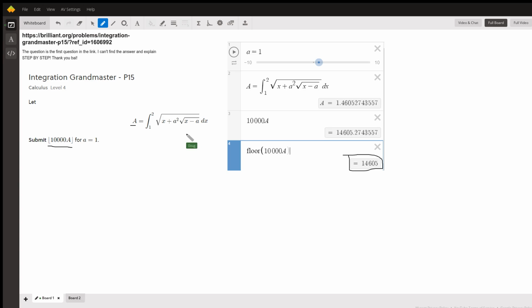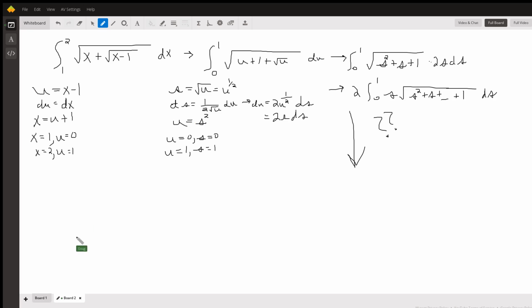Now, if you have to actually evaluate this definite integral, it requires about 5 substitutions at least. So it's a long, hard, difficult problem. I'll give you some ideas. We might start by letting u equals this x minus 1 under this inside radical. Then du equals dx. If we solve for x, we get x equals u plus 1.